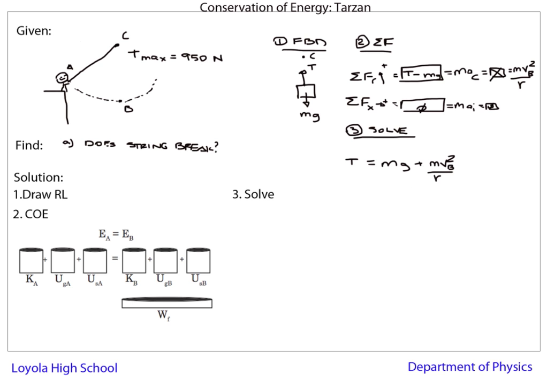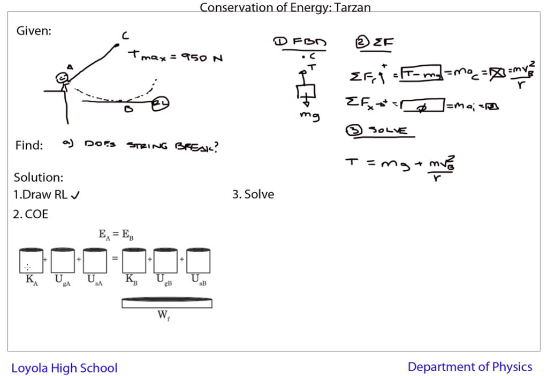So this is where energy comes in. I know everything here except the velocity. So the question is, how do I find the velocity at B? Well, we have conservation of energy. The energy at A equals energy at B. Step one, I draw my reference line, and I'll draw it right here, at the lowest point of the motion. I can then look for the energies that exist.